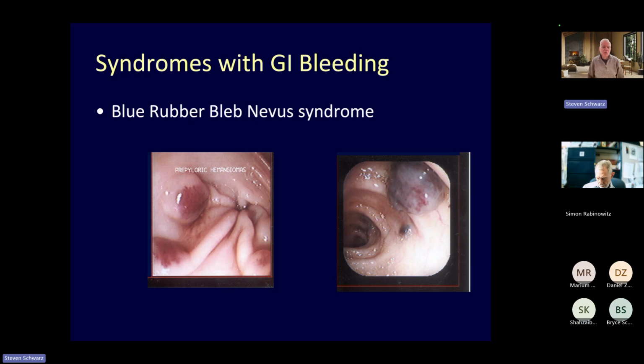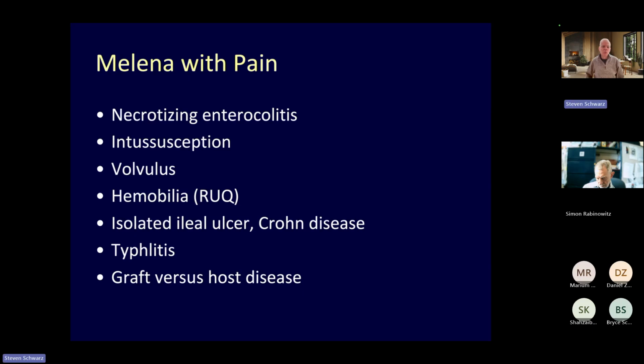Okay. This is a blue rubber bleb nevus syndrome. This is a very difficult problem to manage, which almost always requires, for curative purposes, some sort of surgical resection. Melena with pain, again, the list is shorter, but again, most melena with pain is going to be upper GI tract ulcerative disease.